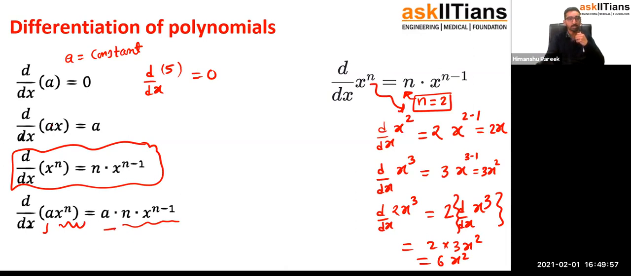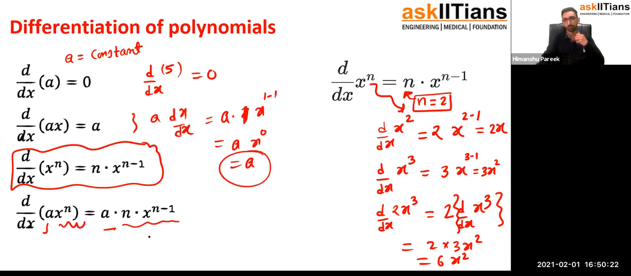Here also, a d by dx of x. How will we do this? When you take a out of the differentiation, this will become 1, d by dx of x, because a multiplied by 1 into x power 1 minus 1. So a into x power 0, which is 1 only. So a. I hope you have understood this point. So that's the meaning of differentiation.